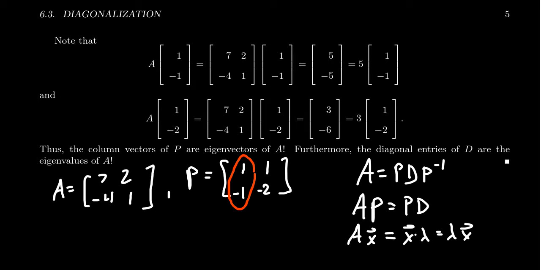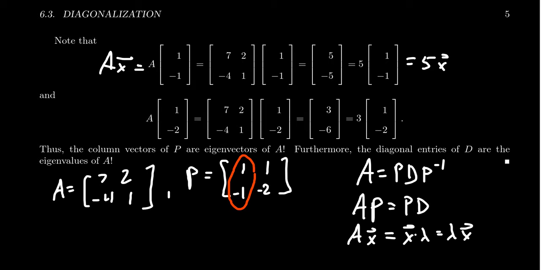And we can see this for our specific example. If you take A times 1, negative 1, you work out the details: 7, 2 dotted with 1, negative 1 gives 5. And 4, 1 dotted with 1, negative 1 is negative 4 minus 1, which is negative 5. If you factor out the 5, you get 1 and negative 1. This, of course, is 5 times that vector X, where this was A times X. So the first column of P is an eigenvector.